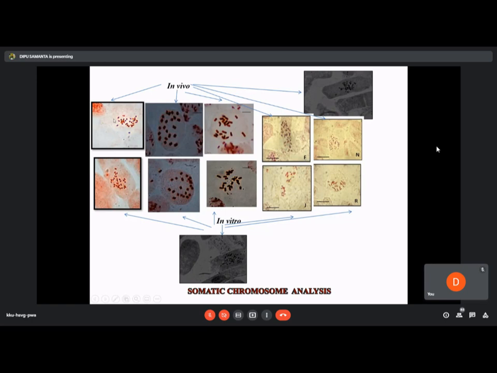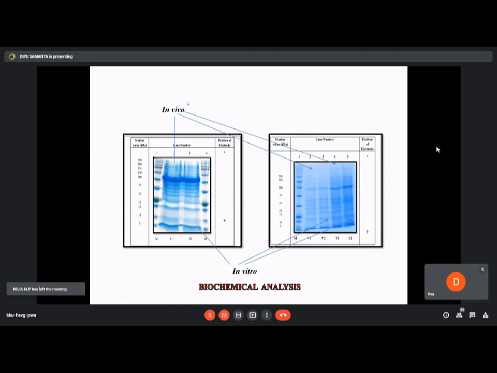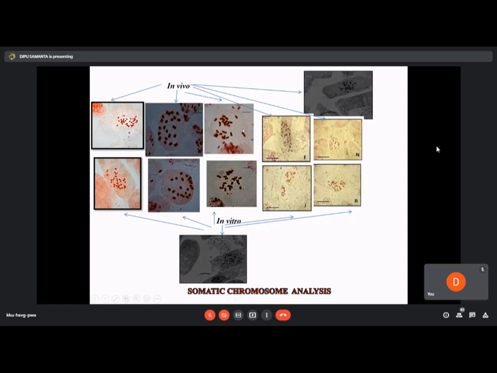So there is genetic stability, because in all these cases I have found a constancy in chromosome number in the in vivo and in vitro plants. This is the chromosome study of in vivo and in vitro Tabernaemontana coronaria, dwarf variety. The third one is the tissue culture grown plant, that is, the in vivo and in vitro somatic chromosome study of Tabernaemontana coronaria, wild type.